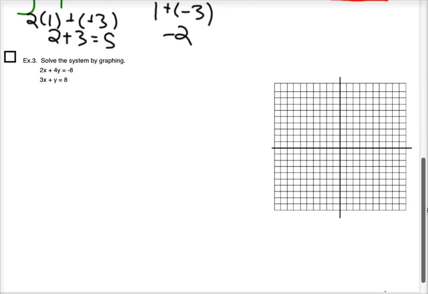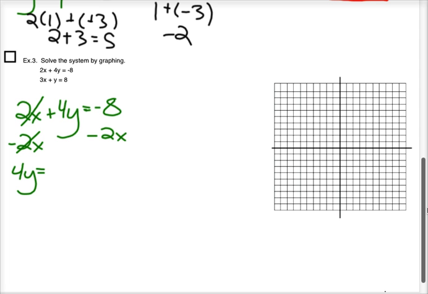And again, in order to graph this, what I'm going to end up doing first is solving both equations for y. I want to be able to graph these in y-intercept form. So first thing I'm going to do, I'm going to move my x over. So subtract 2x from both sides. So 4y equals negative 2x minus 8. Divide by 4. And now I'll have the y by itself.